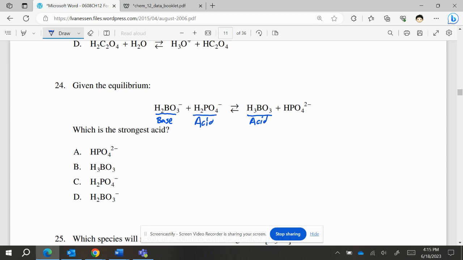But just to double check, H2PO4 loses an H and turns into HPO4. So what are my strongest acids? Well, these are my only two choices. So it's either going to be this one, or it's going to be this one right here. So now we just need to go to the table and compare it. So we're looking for H3BO3 and H2PO4.